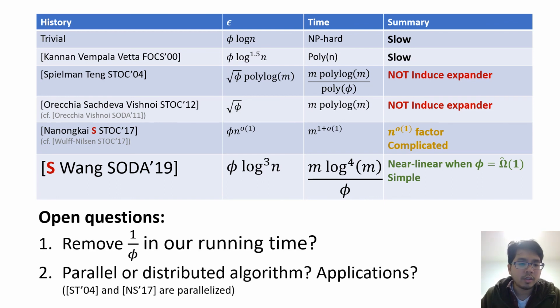And now to give you some open problem questions. First, how can you remove the 1/5 factor from our running time? And the next one is whether you can parallelize or make a distributed algorithm out of ours. There should be some more applications of it.